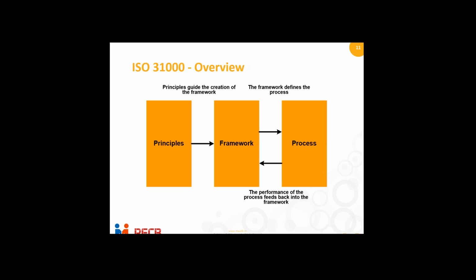Let's see the complete overview of ISO 31000 principles, framework and processes. As discussed, principles provide guidance for the creation of the framework, and the framework defines processes. Performance of processes is monitored and evaluated for continual improvement purposes, and the feedback is provided back to the framework area. So it's a continuous improvement cycle which keeps on happening, and the framework and processes get improved.